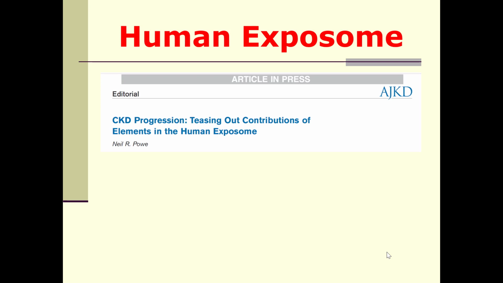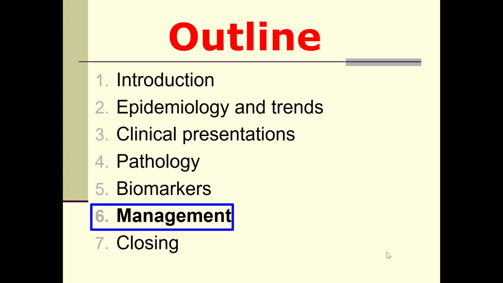Another important concept is what's known as the human exposome. What is the human exposome? It is a collection of endogenous genetic makeup and exogenous factors, such as socioeconomic status and environment, and all these factors are reflected in what is known as the human exposome.